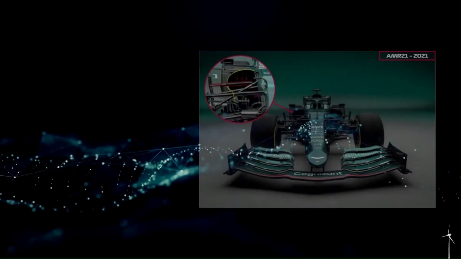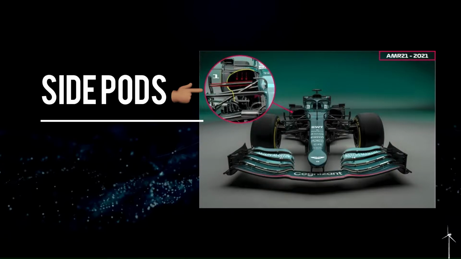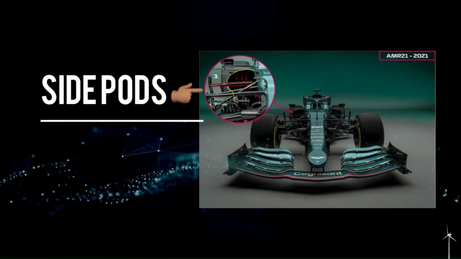The front wing, as the air sweeps in, is not just responsible for creating downforce. It's also responsible for directing the air down onto the underside of the car, and up onto the sides of the car, into the side pod for cooling the engine and other particular components.